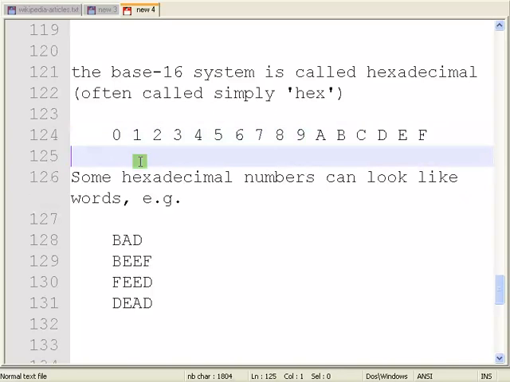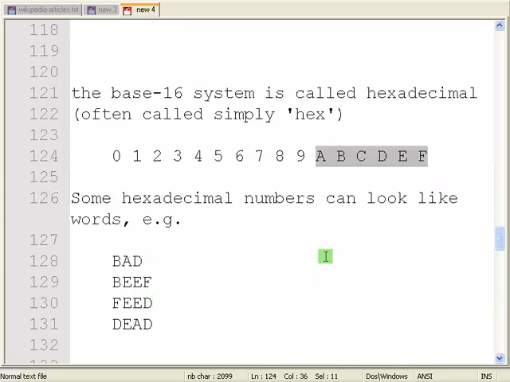As a fun consequence of this, some hexadecimal numbers can look like words. So bad, beef, feed, dead, those are all examples that could be hexadecimal numbers, though they might look like words. And this is exactly the sort of thing that amuses programmers. And you should know that you'll see both lowercase and uppercase A through F in hexadecimal numbers.